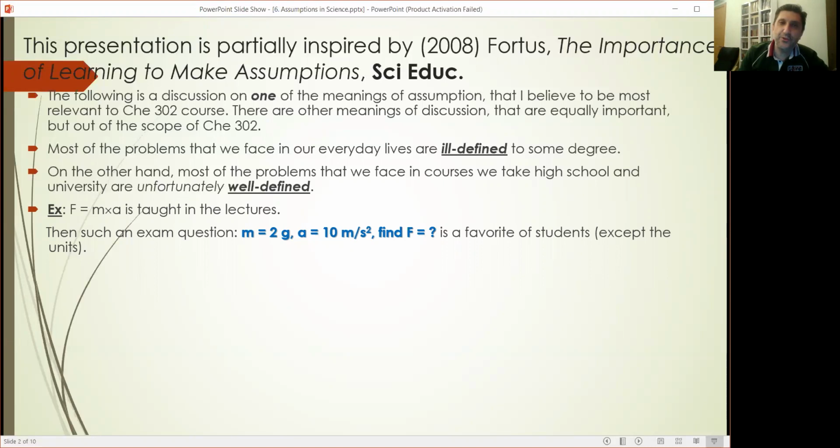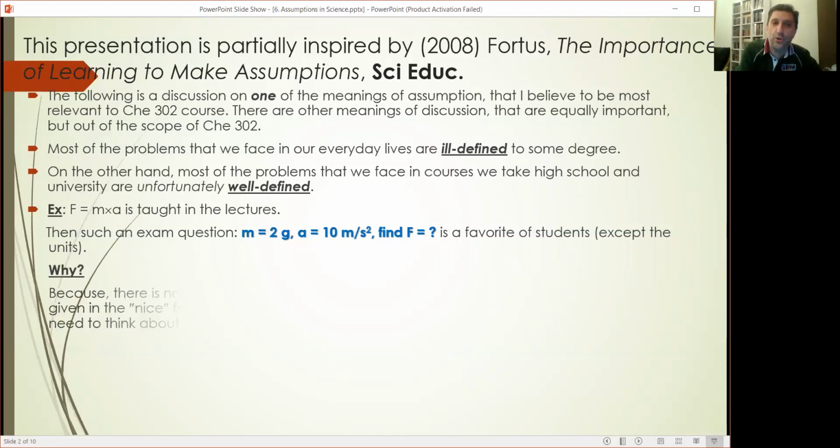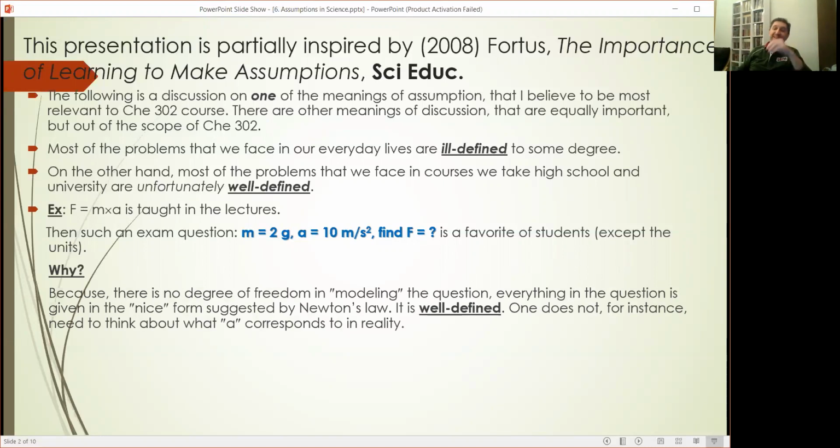But if you just forget about the problem with the units, this direct application of that equation is probably the type of question that we all like, or students like. We just put the m and a values inside the equation, then the question is solved. Why is this a very easy question? Why do we like this question?